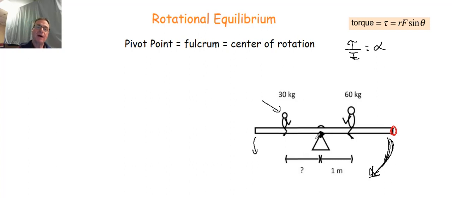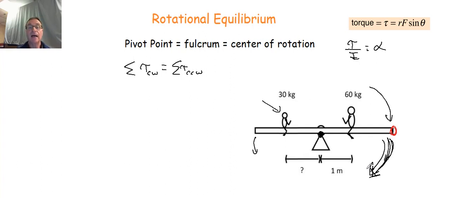So the seesaw will not add to the torque in either direction, it's only the people sitting on there. If I want rotational equilibrium, the sum of the torques in the clockwise direction will need to equal the sum of the torques in the counterclockwise direction. Remember, clockwise is always going in this direction. Think of the hands of a clock. Which way do they move? They move around in the direction of the minute hand or the second hand. Counterclockwise moves in the opposite direction, like that.